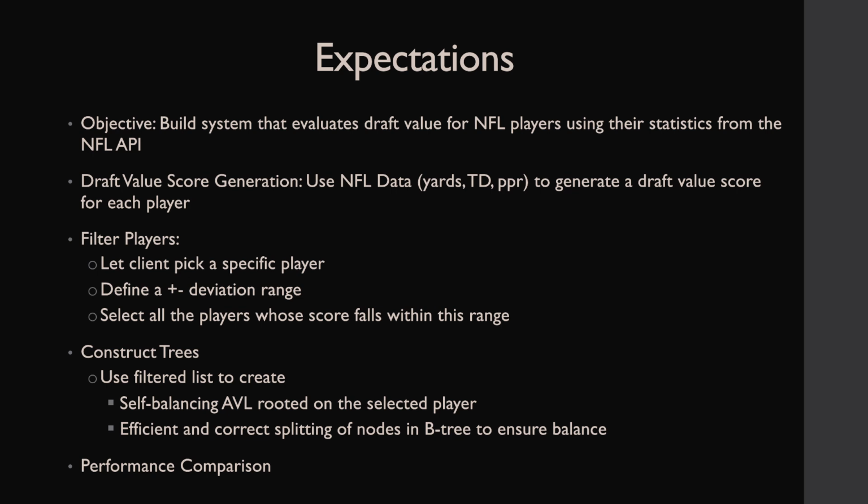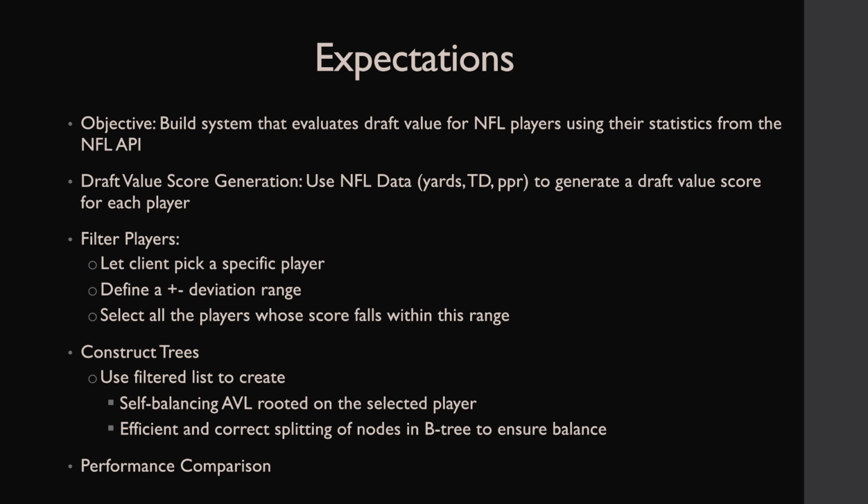Then once we have the scores, we can give the client more control of which players to focus on. So the user selects any player, which serves as the benchmark, and then also defines a plus minus deviation range, so maybe plus minus 5 points, and then it filters all the players who fall in that range, and it gives us a more comparable group as opposed to a larger data set.